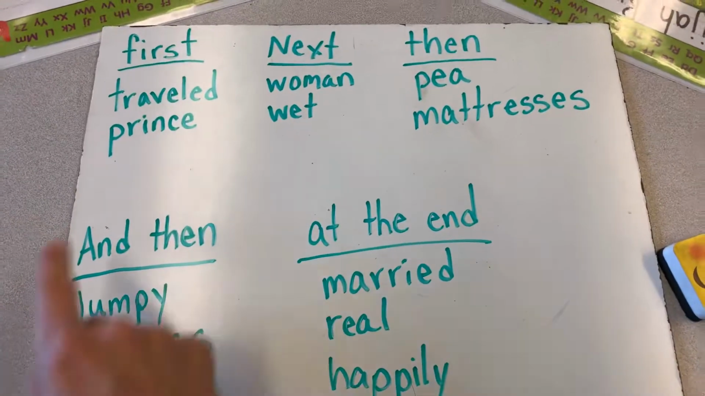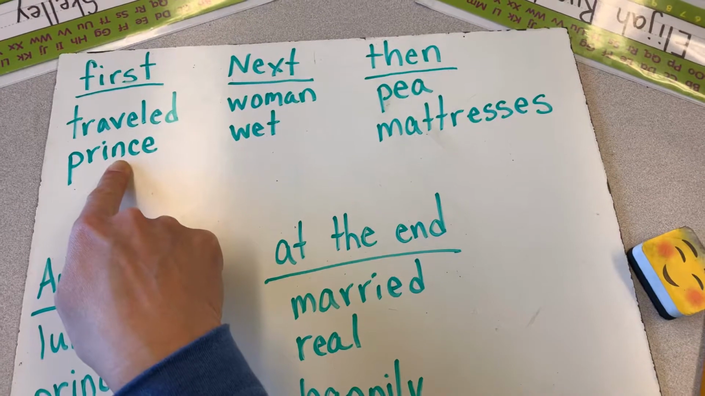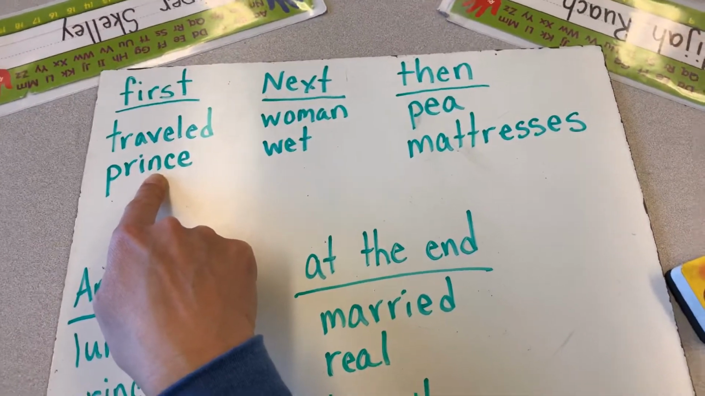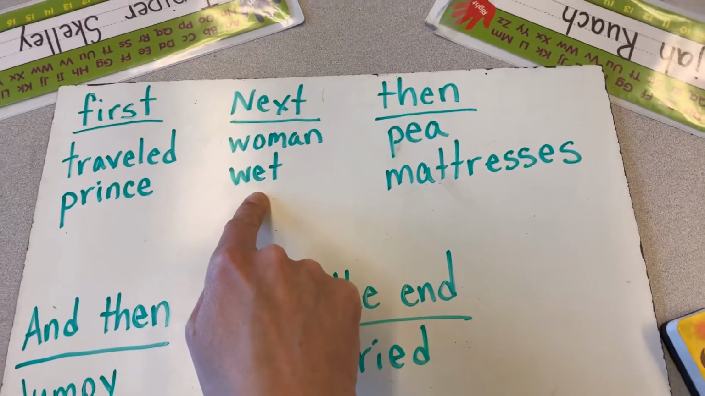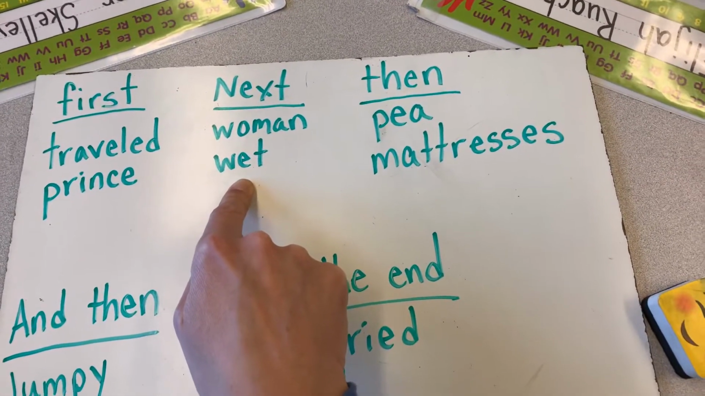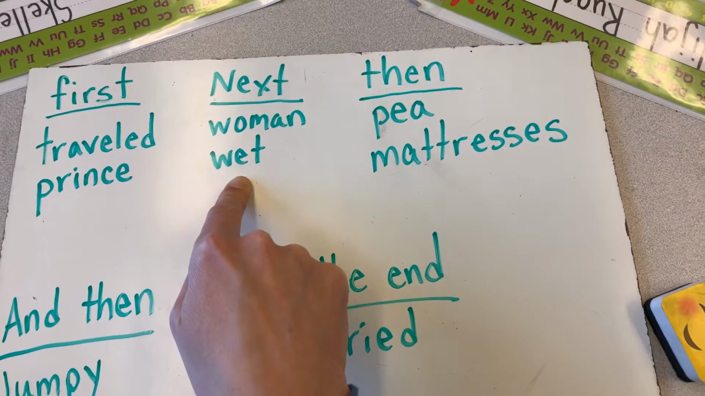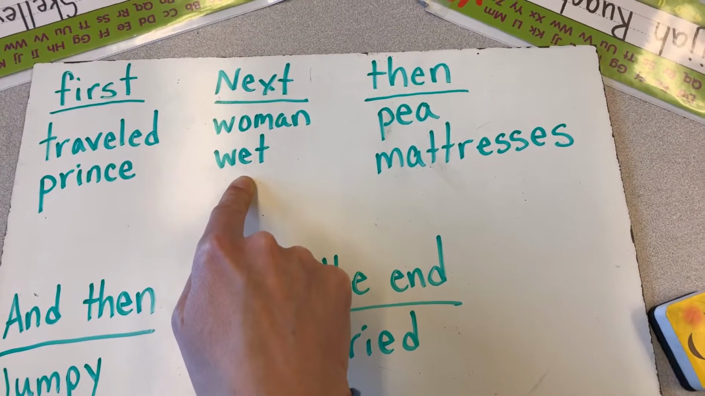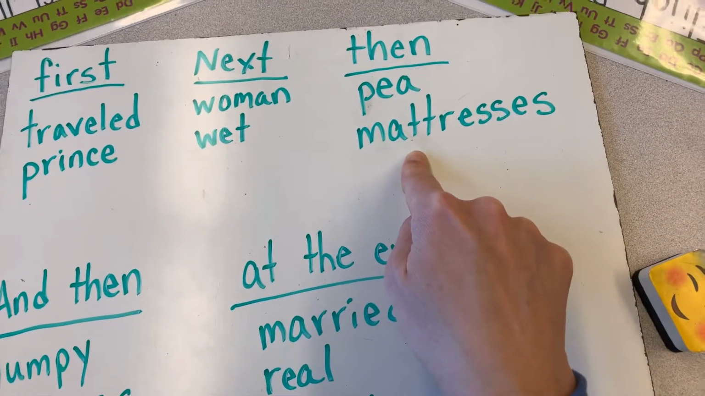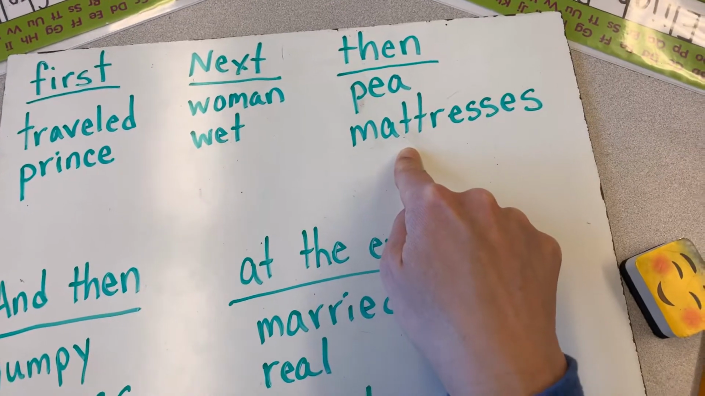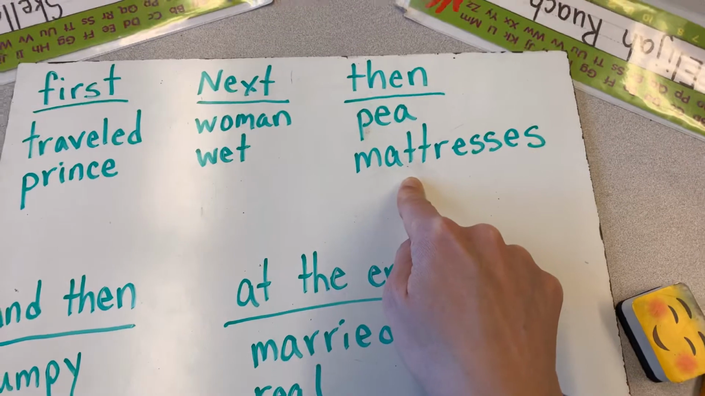First, the prince traveled all over the countryside, looking for a woman to marry. It was important to the prince that he marry a princess. Next, a big storm came, and someone knocked at the door. The king answered, and he saw a woman who was all wet, looking for a place to stay. Then the queen decided she wanted to know if she was a real princess. So the queen put a pea under 20 mattresses.